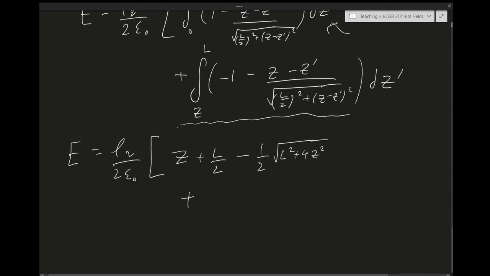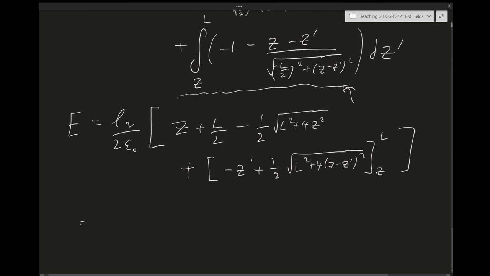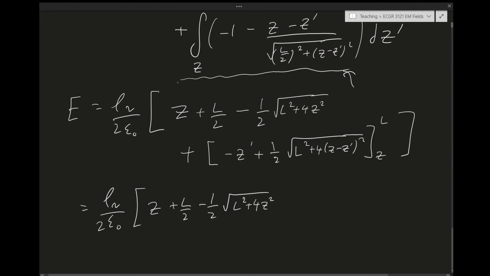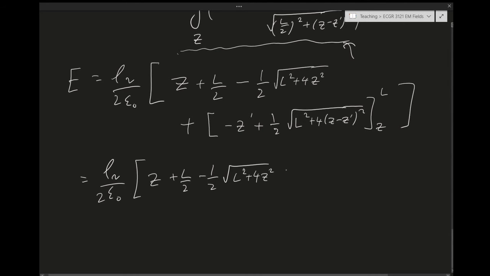So I evaluate this integral at L and at z, I end up with, let me write it down. So it's going to be the same, but now it's going to be minus z prime, this integral, right? Plus half L squared plus 4 z minus z prime squared going from z to L. So this is going to be rho v over 2 epsilon naught z plus L over 2 minus half L squared plus 4 z squared. And then minus L. And then instead of z prime, I substitute L plus half L squared plus 4 z minus L squared. Right, and then I substitute z minus plus, minus minus becomes plus z.